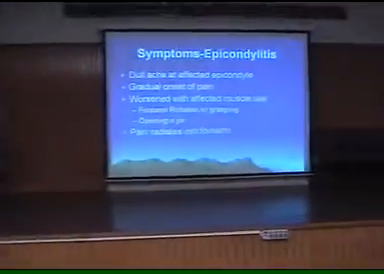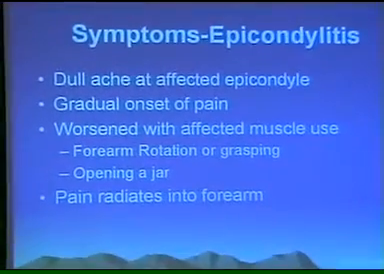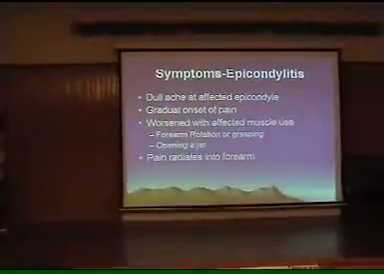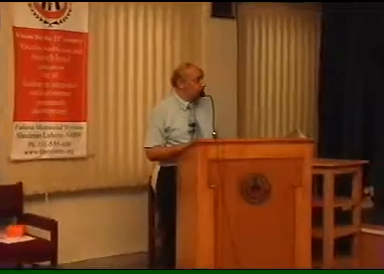Then the symptoms. The patient usually presents with a dull ache, on the lateral side in tennis elbow and on the medial side in golfer's elbow. It is gradual in onset and worst after play or after the games, but this pain can radiate into the forearm.